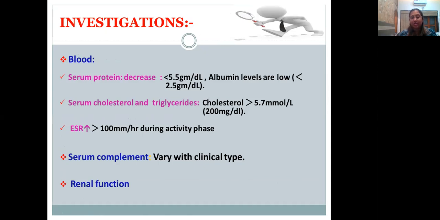And ESR also increases. It is more than 100 mm per hour during the active phase. Serum complement usually varies. In case of minimal change, the complement might not be affected, but in certain cases it might be. And the other thing is the renal function tests, because blood urea nitrogen in around 15 to 20% cases can be raised. Also, we have to look for the creatinine.